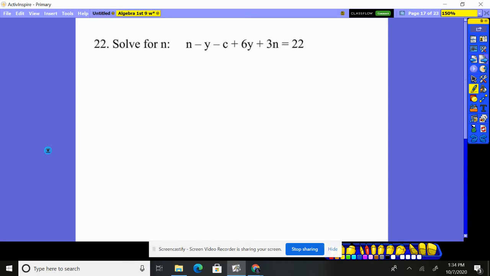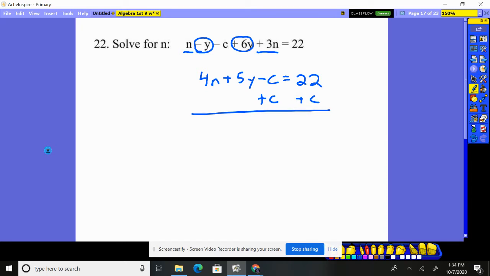All right, what is this? Solve for n. Okay, let's combine. I see an n plus 3n, so that's 4n. I see lose a y, gain 6y, so it's gain 5y. Take away a c equals 22. Okay, I'm trying to solve for n, get n by itself. So I need to move that c over. So I'm going to add a c, 4n plus 5y equals, that went away, 22 plus c.